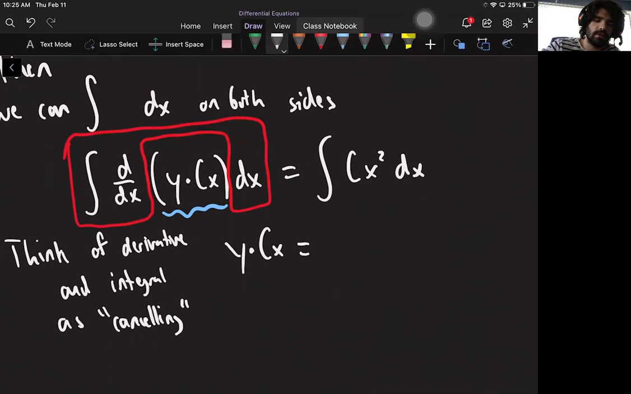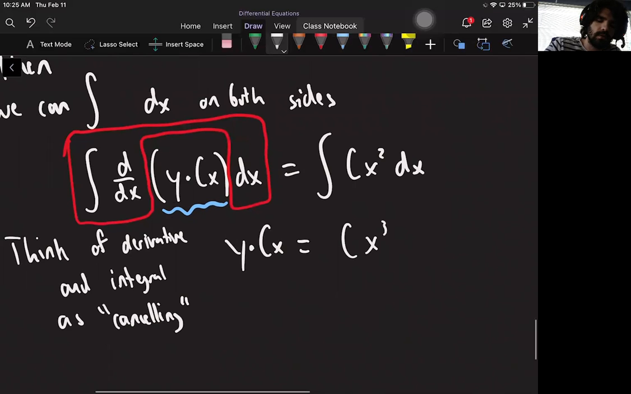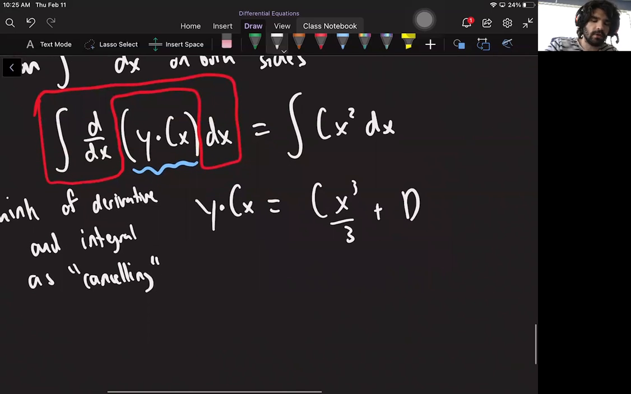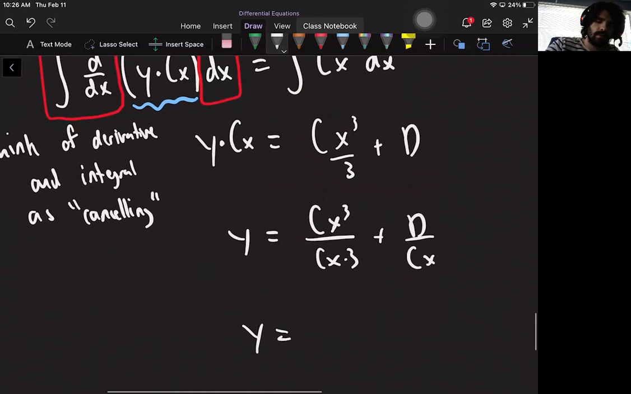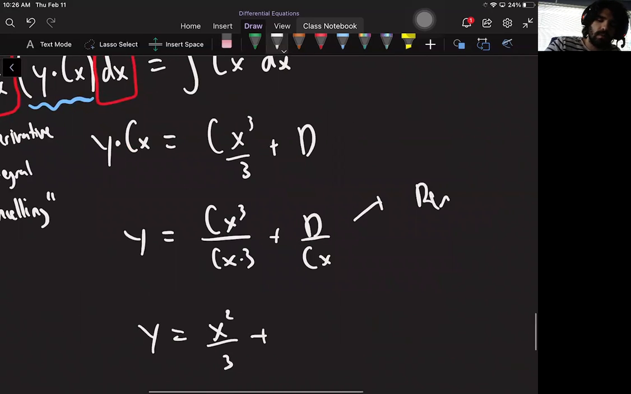And then on the right side, I can just do the integral. So that becomes cx cubed over 3 plus, I guess I need another name for a constant, d. And now I've solved the differential equation because I've found my function of x. If I just divide by cx now, notice that those c's cancel. So I just get x squared over 3. And then d over c is just some constant, so I'm going to rename it to make it look nicer. I'm just going to call it c again.